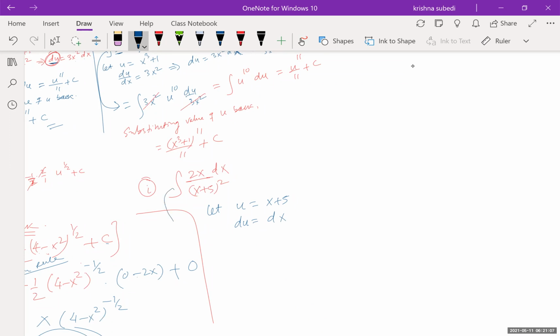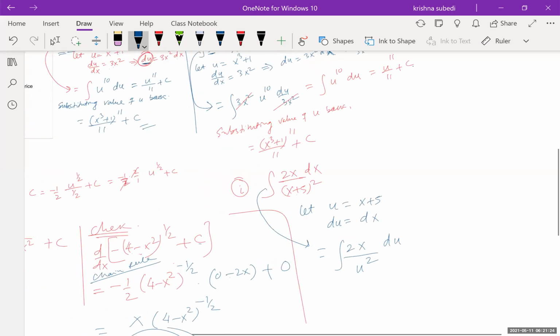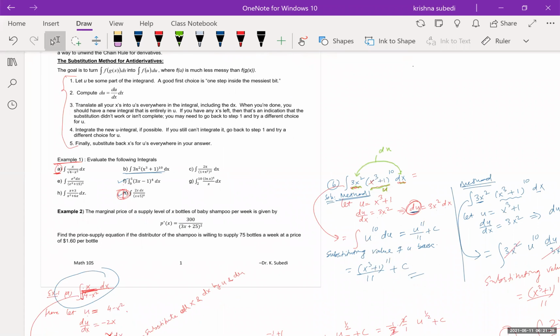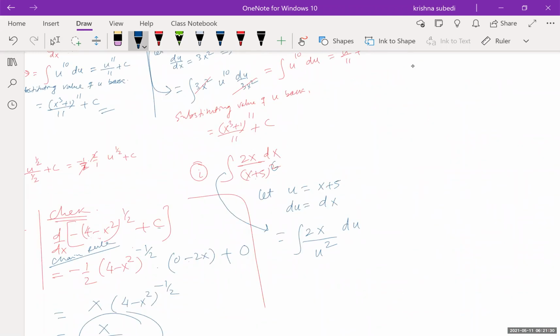So this integral becomes 2x dx. You can replace that by du over u. Is it square, or what is the question, by the way? Oh, power 6. Sorry, guys, I copied the wrong question. This is raised to power 6 here. So this is u raised to power 6.